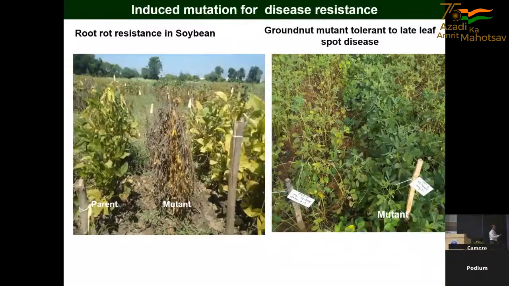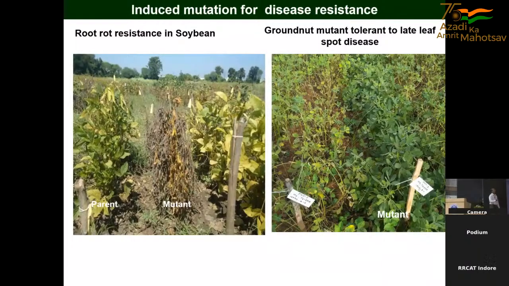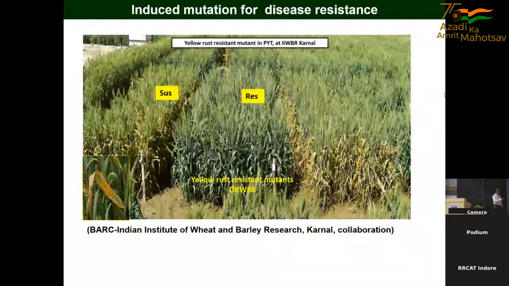And again, some more examples for the disease resistance in soybean. Again, you can see the susceptible one. And in groundnut, again, you can see this is a susceptible one, and you can see the good plant standing in the field condition. This is how we select the plants which are resistant to a particular disease in a given field condition. And again, in wheat, the fungal diseases are very important. You can see this is a susceptible one and a very good plant standing in the field alongside, which is also developed through radiation.